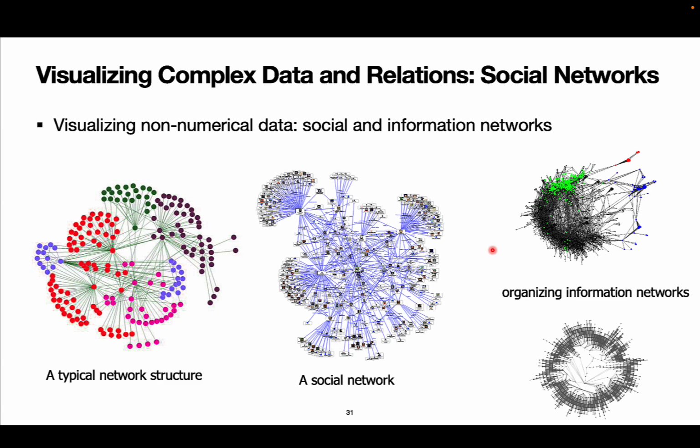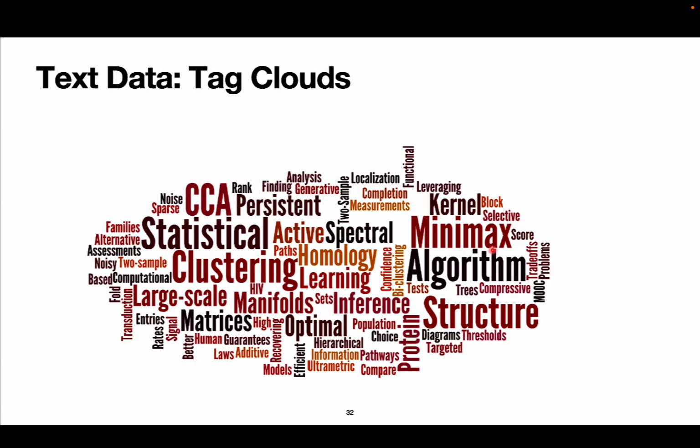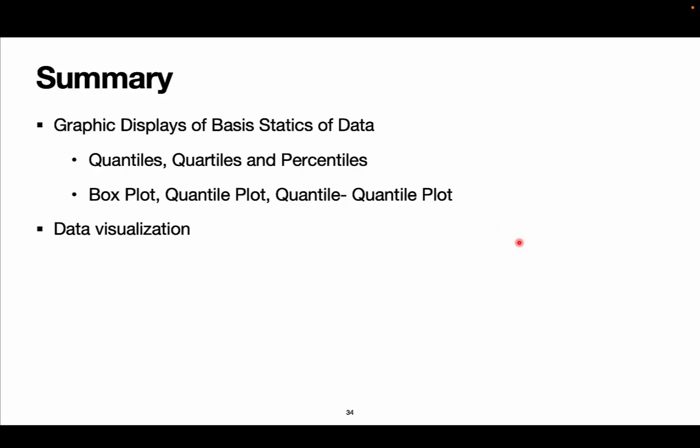Graph visualizations show complex network structures such as information and social networks. Finally, tag clouds highlight higher frequency words in relatively bigger fonts and less frequent words in smaller fonts. In summary, we covered statistical terms such as quantiles, quartiles, and percentiles, and discussed data visualization techniques.